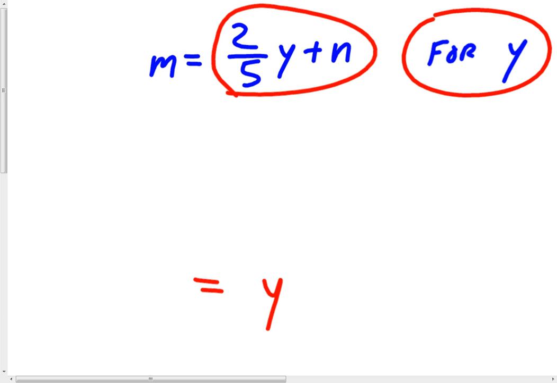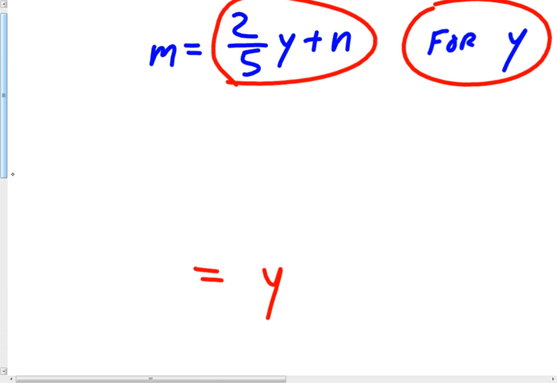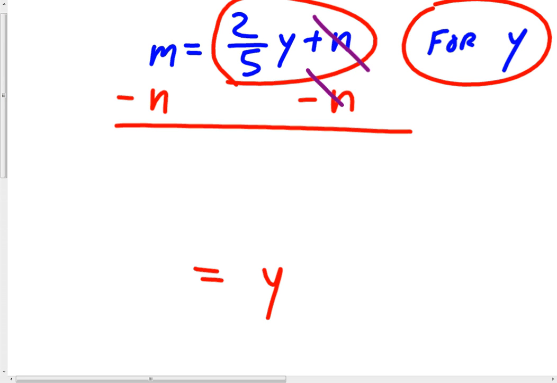Circle that side. Your job is to get rid of stuff until the y is by itself. How would you start? What would you get rid of? The 2/5 or the n? The n. Show me the cancellation. What's left over here? 2/5 y. I can't do anything over here, so I just write it. M minus n. I'm doing less work in the actual equation.